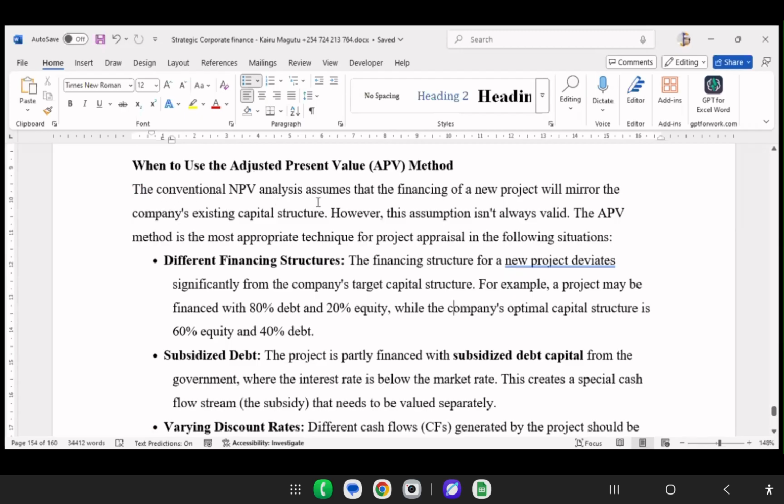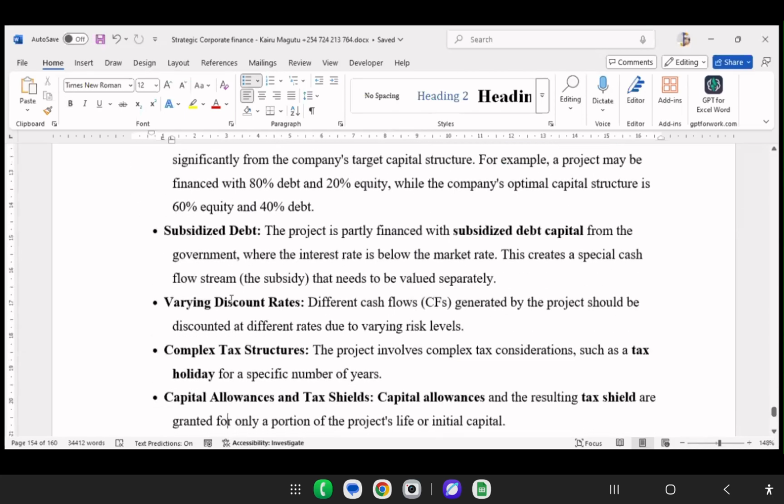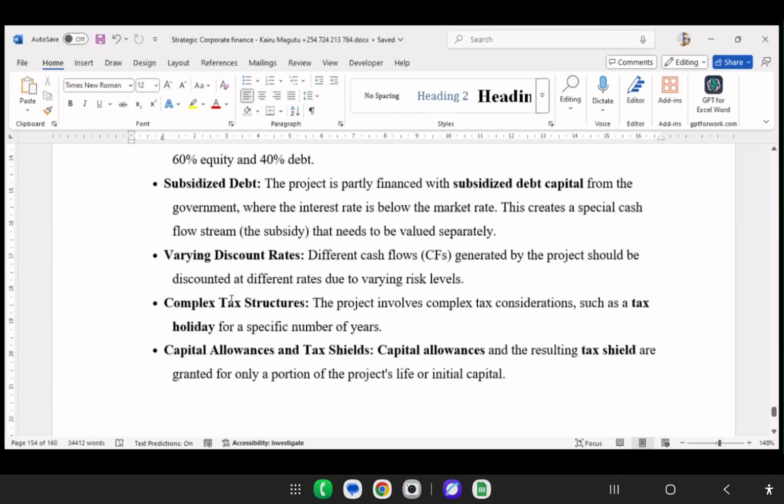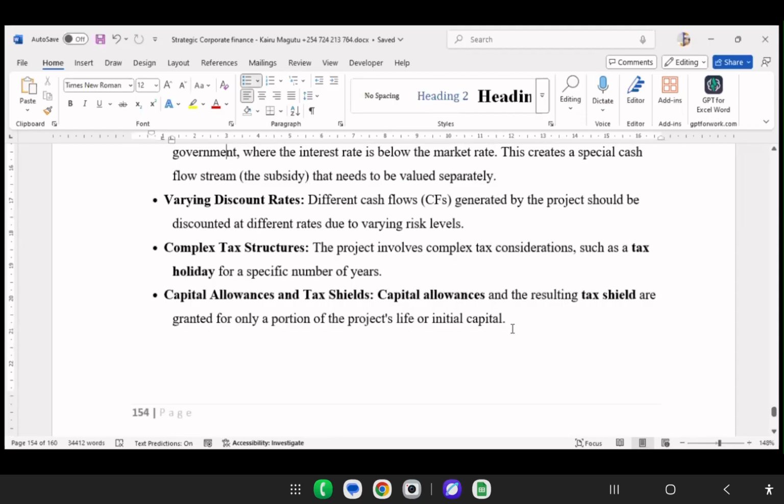The conventional NPV analysis assumes that the financing of a new project will mirror the company's existing capital structure. However, this assumption isn't always valid. The APV method is the most appropriate technique for project appraisal in the following situations. Number one, different financing structure. Number two, subsidized debt. Number three, varying discount rate. Number four, complex tax structure. Number five, the issues to do with capital allowance and tax shield.